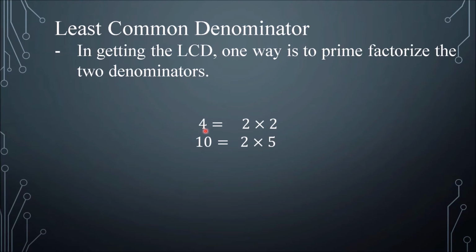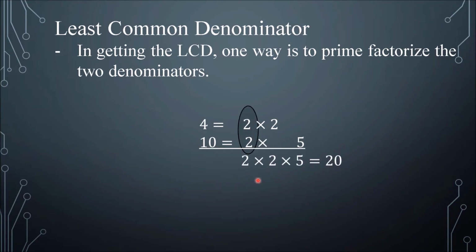So we have 4, that's 2 times 2. That's the prime factorization of 4. 10 is 2 times 5. That's the prime factorization of 10. So, as you can see, 2 here is common. So we bring down 2, and then bring down this 2, and then bring down the 5. So we have 2 times 2 times 5 is equal to 20. And that's the LCD.